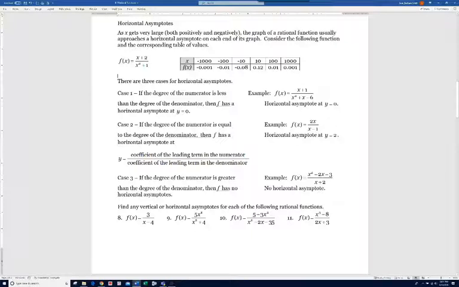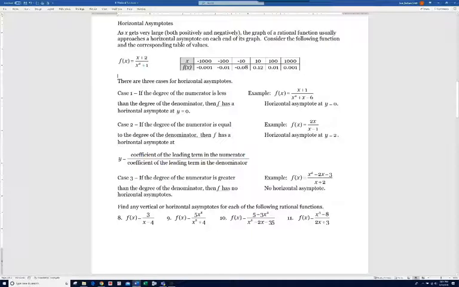it says, as x gets very large, both positively and negatively, the graph of a rational function usually approaches a horizontal asymptote on each end of its graph. That's what we were just talking about. Consider the following function and the corresponding table of values. So I've already plugged in these x values for you and solved for y. And you can see, let's look here first, as we go from x is 10 to 100 to 1,000, our outputs, or our y values, keep getting smaller, and they're approaching 0.